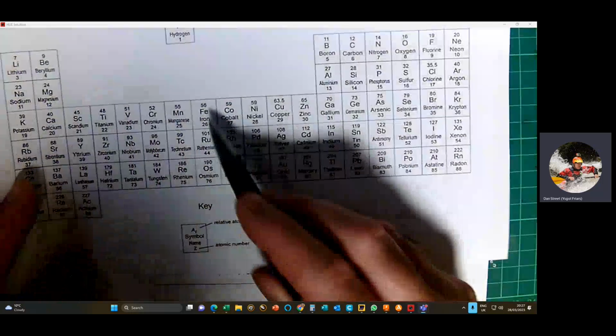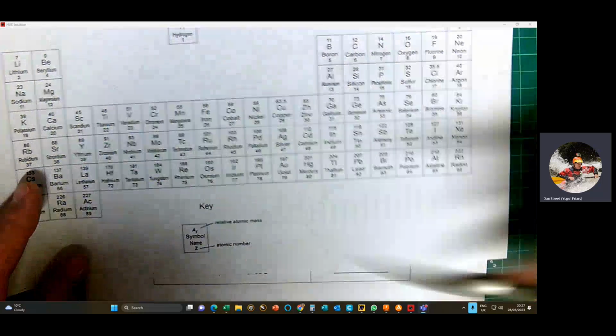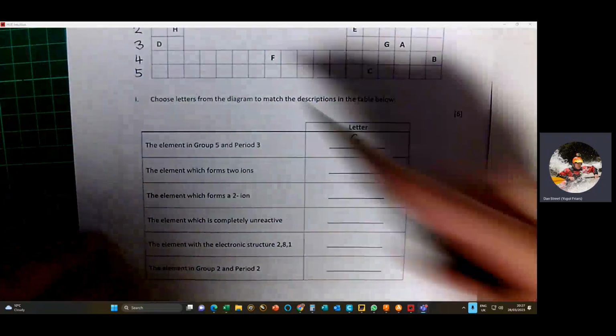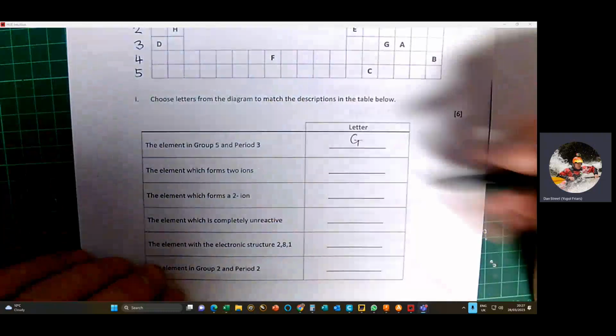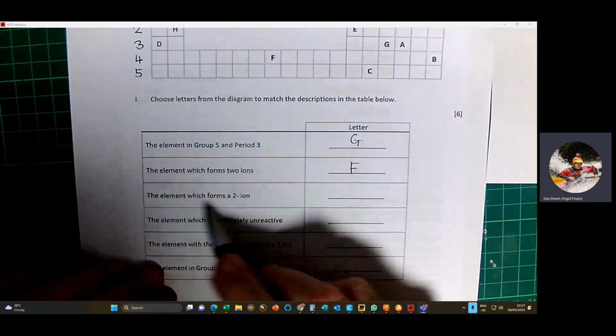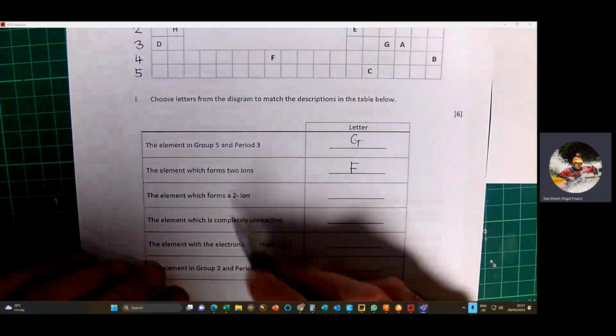If we have a quick look at the periodic table, we'll notice that iron is found in this section of the table, the transition elements. And if we go back to our question, we can see that letter F appears in the right place. Okay, so that's F.